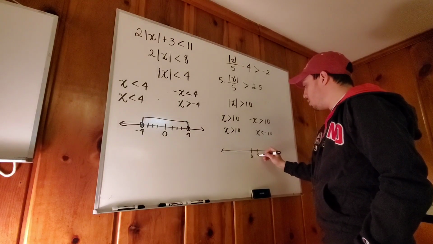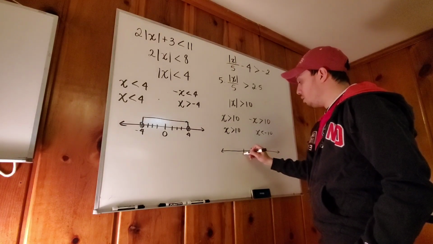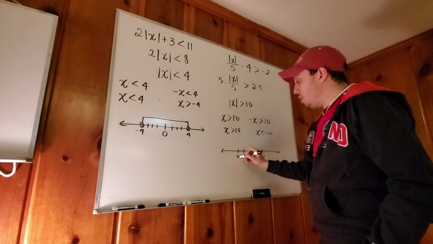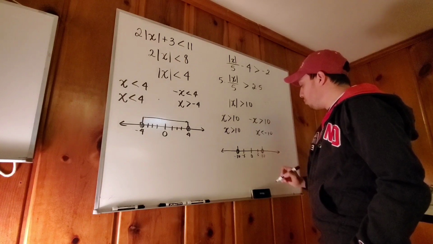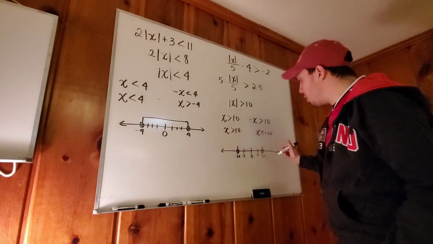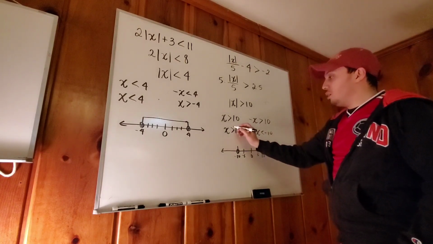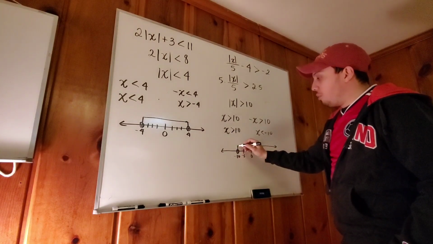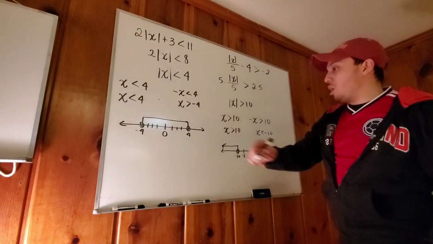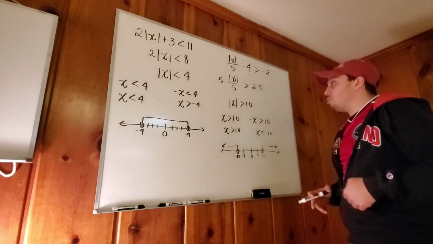And so in here it would look a little bit different. 0. I'm going to say this is 5, this is 10, this is negative 5, this is negative 10. It's going to be open, and this is going to be open. Because x is greater than 10, it will go this way. Again, the arrow is going that way, it goes that way. So right here, I have the first example finished.